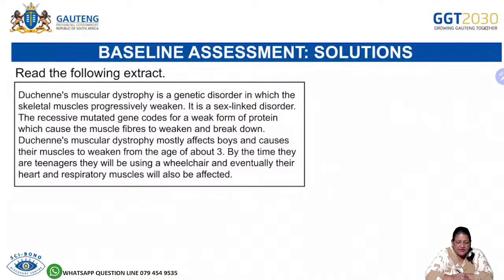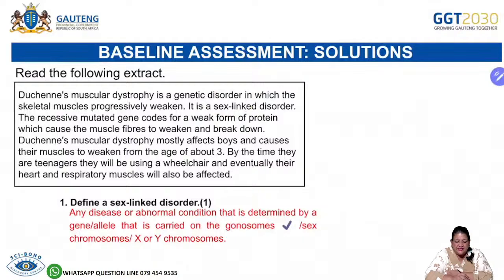Right, so let's look at the answers to the same questions. Define a sex-linked disorder. It's an abnormal condition or a disease determined by an allele on the gonosomes or on the sex chromosome. Basically, you have to say it's a gene mutation that will cause a disease, and due to this gene mutation on the X chromosome, it's called a sex-linked disorder.